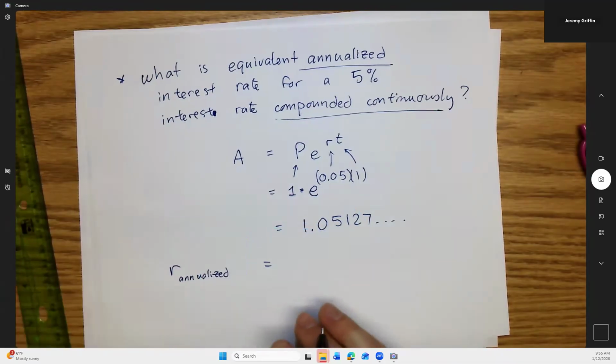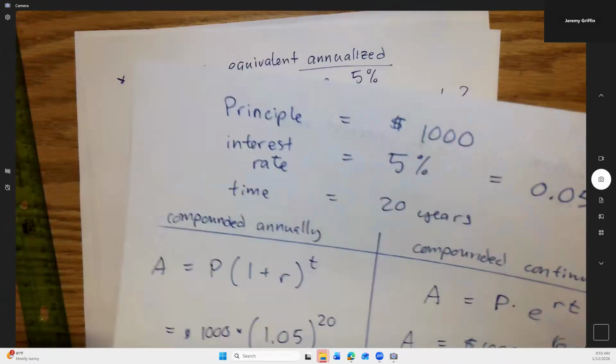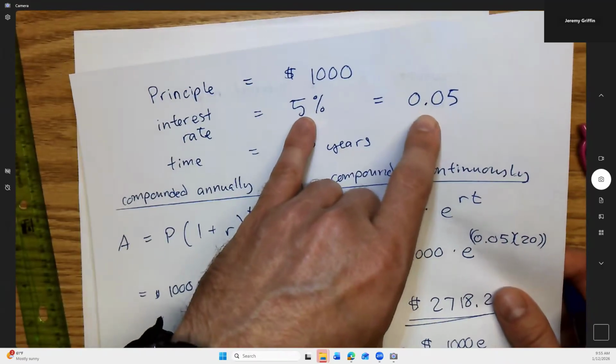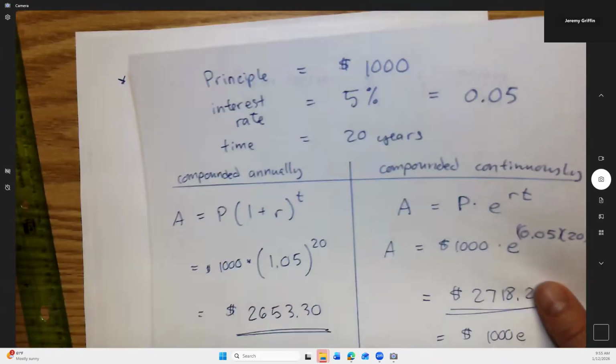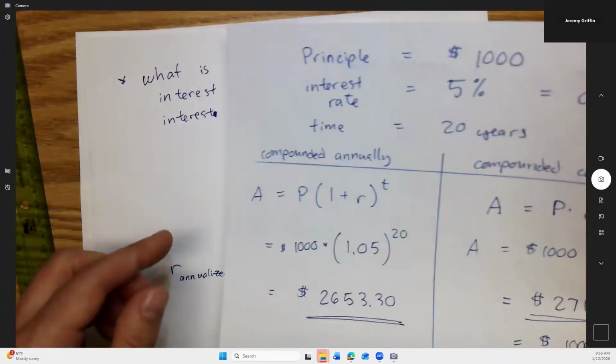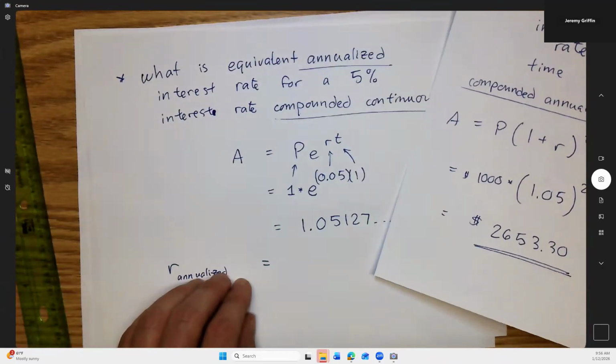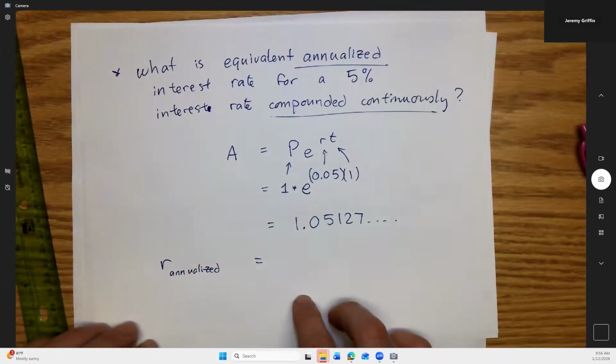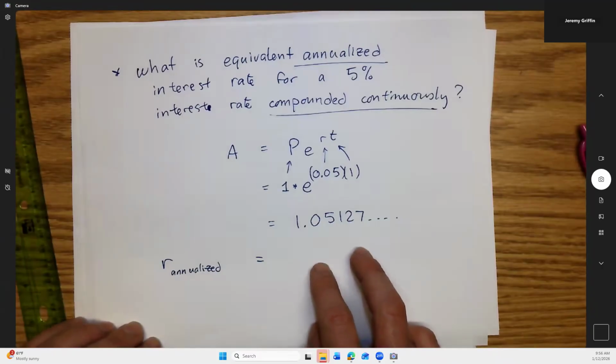Like if you went to the bank and they say, oh, 5% compounding continuously. They could have alternatively advertised an annual rate that would be equivalent to that. Okay? And who sees what it is? Guys, who sees what it is? What's the annualized interest rate?